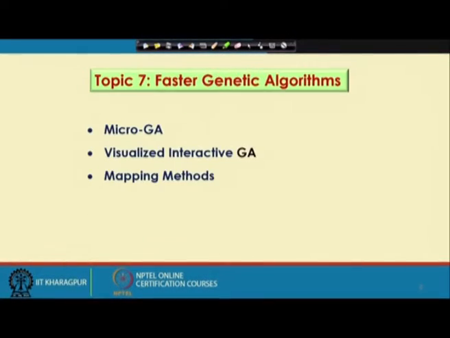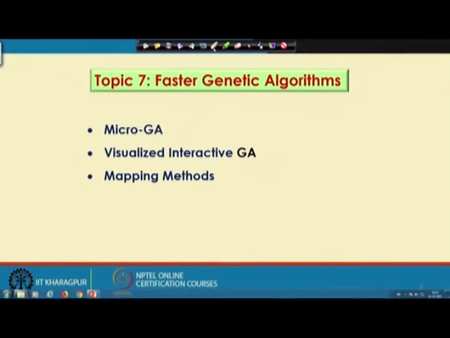Now, I am going to concentrate on topic 7, that is faster genetic algorithm. We have already mentioned that the GA is computationally very expensive and very time consuming. That means, if you want to carry out optimization online within a fraction of a second, this type of ordinary genetic algorithm is not going to help you, and that is why we will have to go for some faster genetic algorithm like this micro GA.